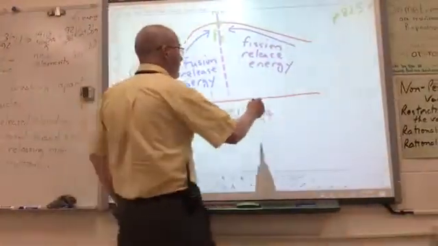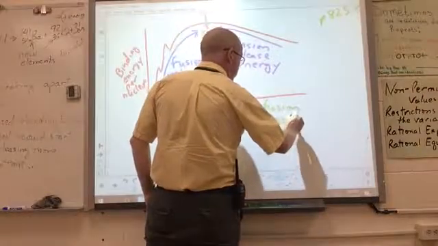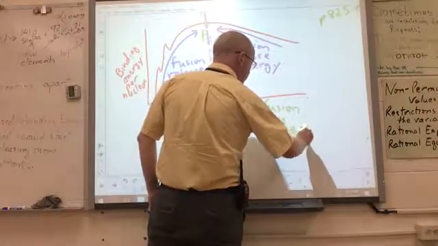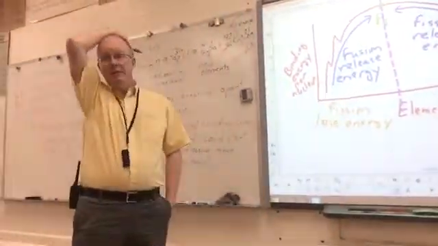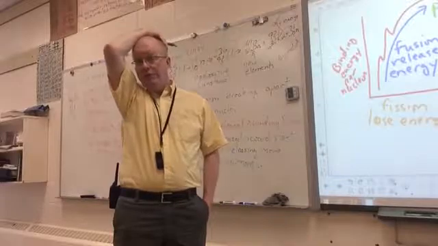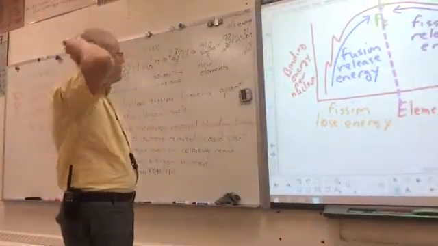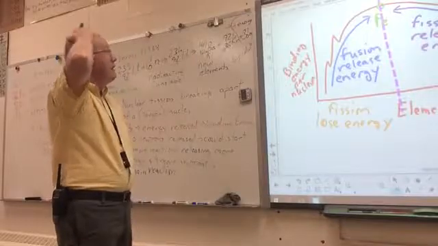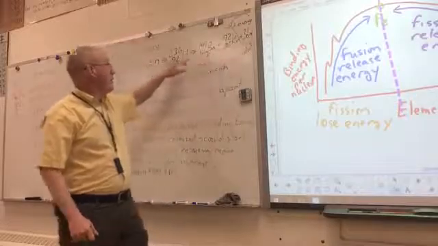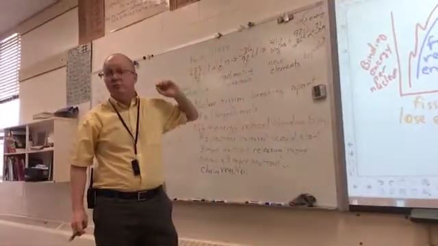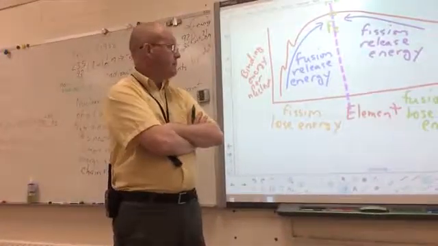If I take fusion, like I take two pieces of uranium and slam them together, I can do that and I can make a new element, but I'm going to lose energy. Like I take barium and krypton and slam them back together to make uranium. I'm going to lose energy because I have to put in that energy, the binding energy that was lost.